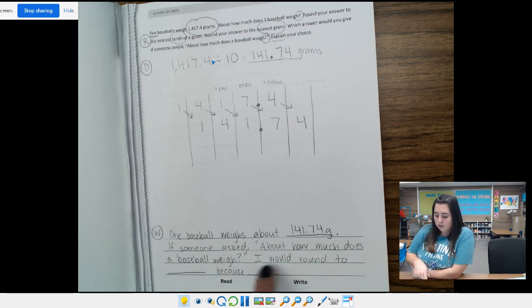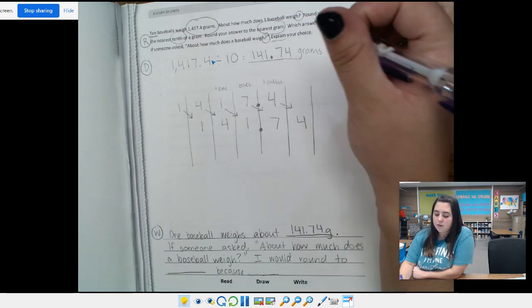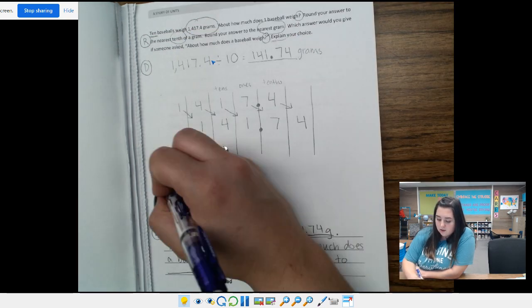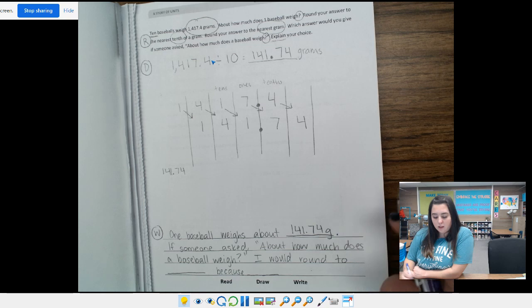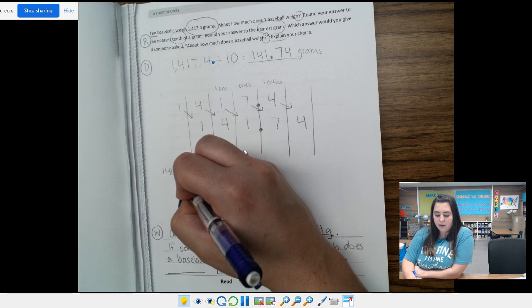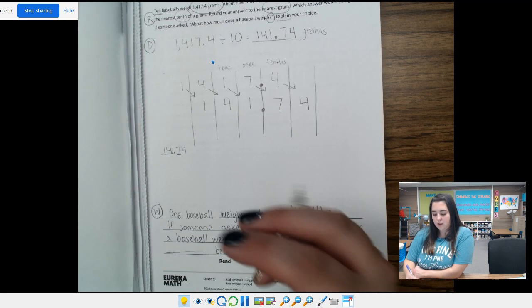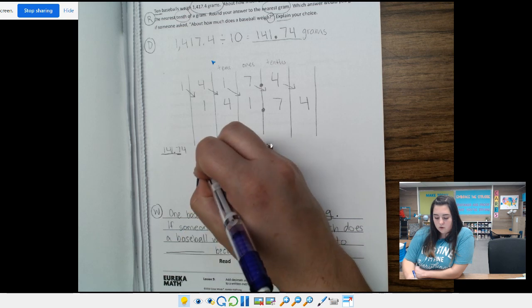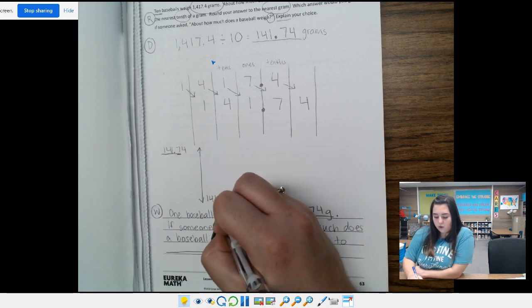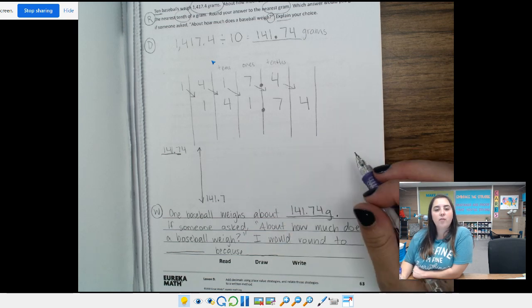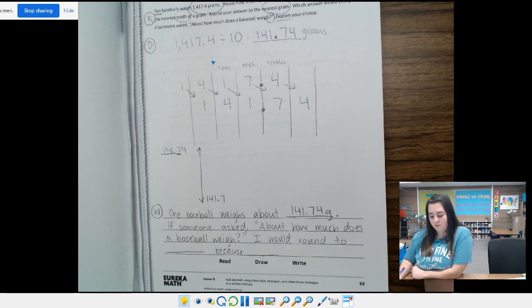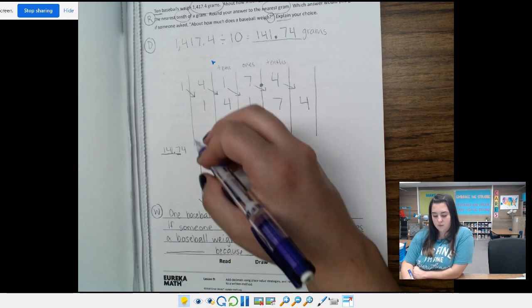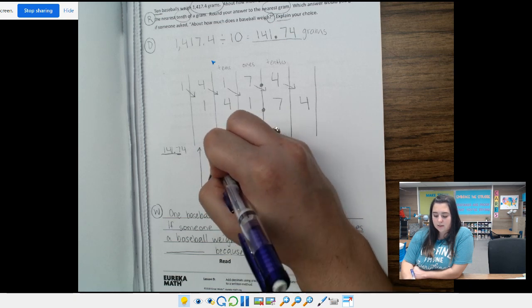If someone asks about how much does a baseball weigh, I would round. So first let's round to the nearest tenth. So here's our number. Rounded to the nearest tenth would be right here. Remember, if I'm rounding to the tenth, I'm going to use that number and everything before it. So it'll either be 141 and 7/10 of a gram, or will it be one more tenth? One more than 7 would be 8/10.